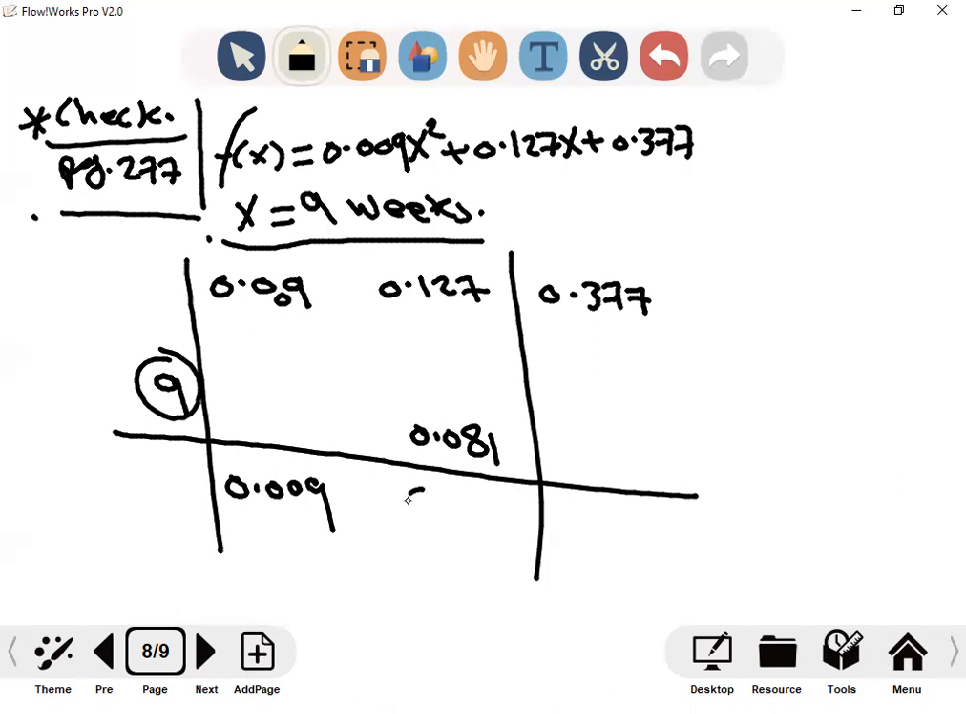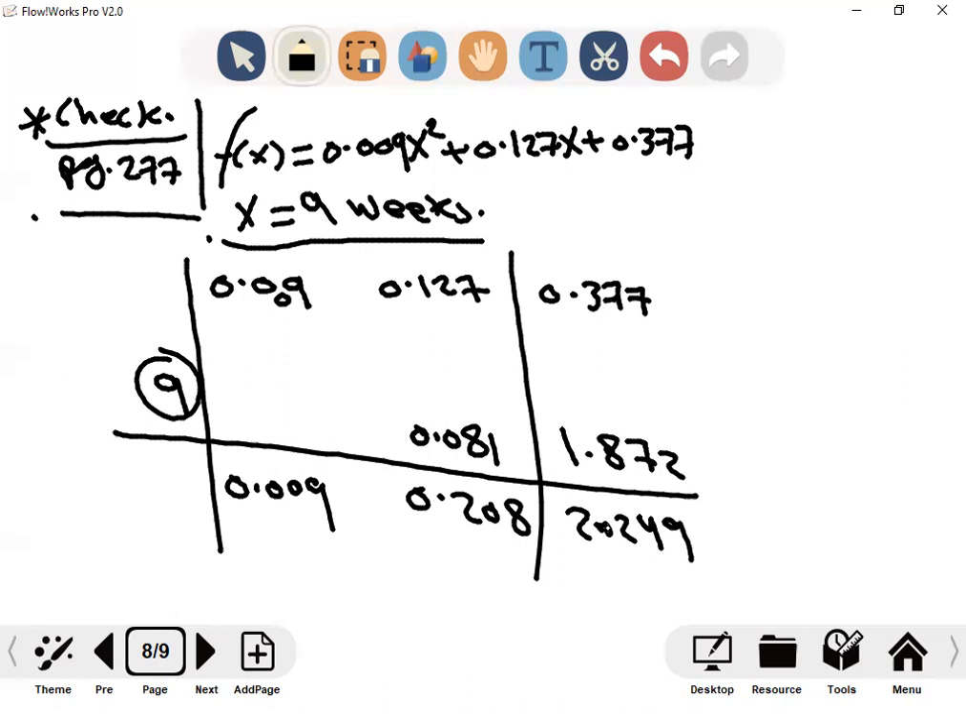0.208. Now, 9 multiplied by 0.208 is 1.872, plus 0.377. 2.249. Are you sure? Yeah, 2.249, so approximated to 2.3.